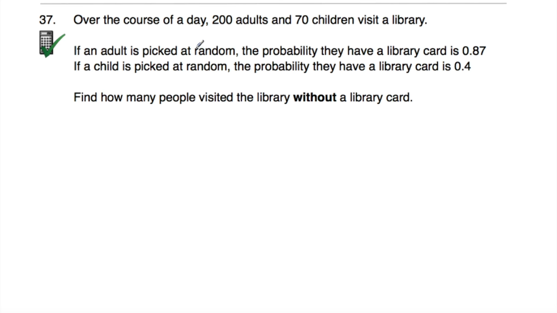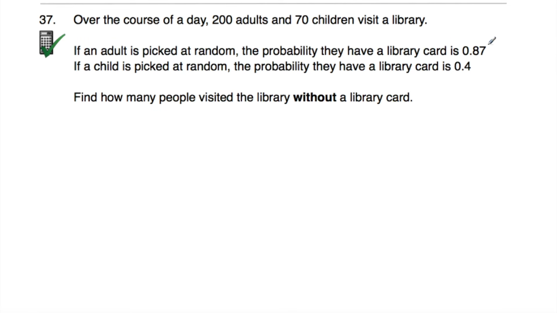So question number 37 says, over the course of a day, 200 adults and 70 children visit a library. And if an adult is picked at random, the probability that they have a library card is 0.87. And if a child is picked at random, the probability that they have a library card is 0.4. And then we're asked to find how many people visited the library without a library card. Okay, so let's start off with the adults.